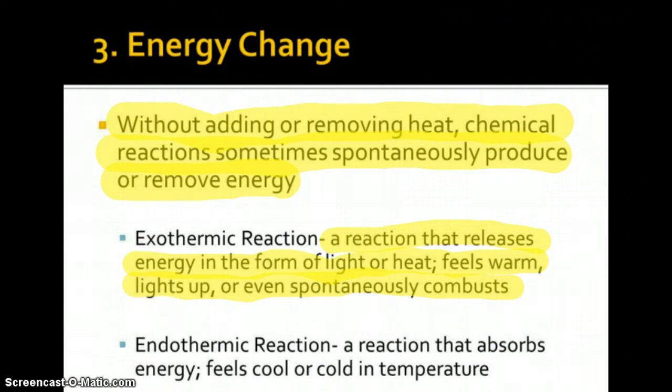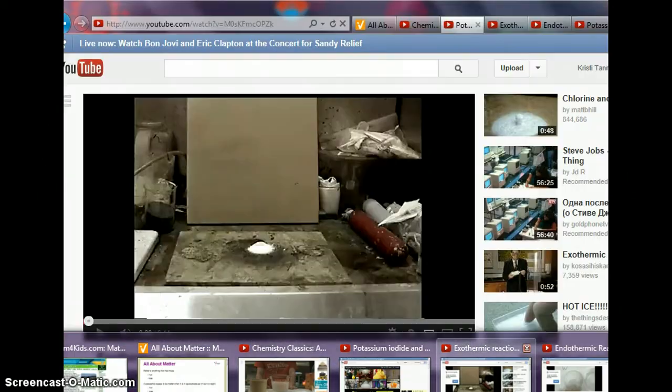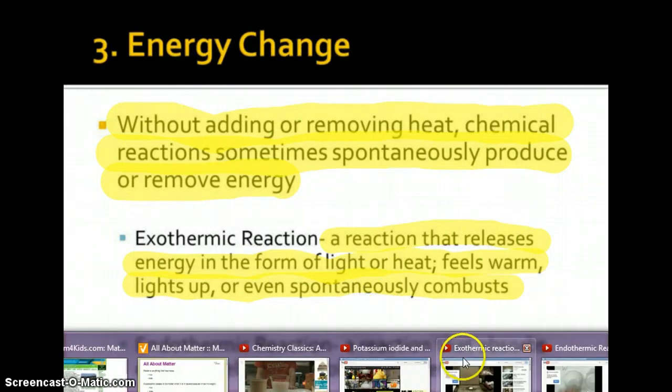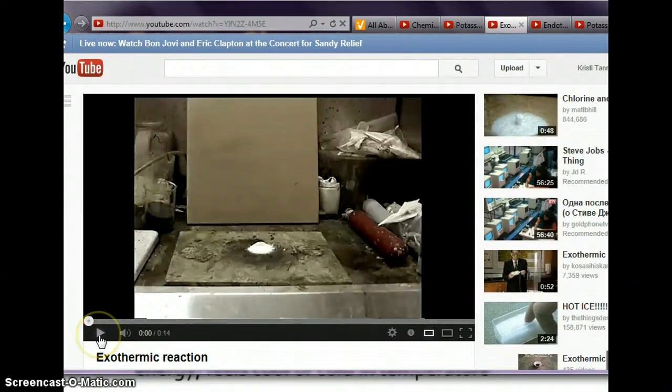And we're going to watch an example of an exothermic reaction. All right, here's your exothermic reaction.